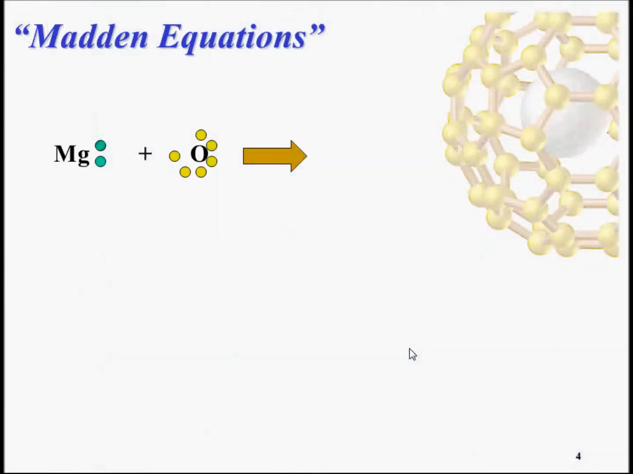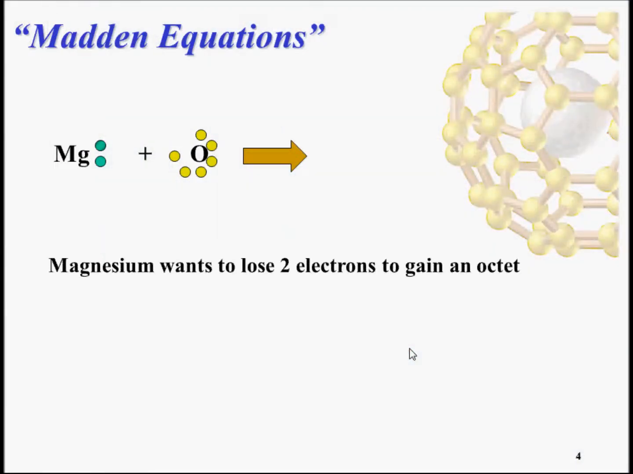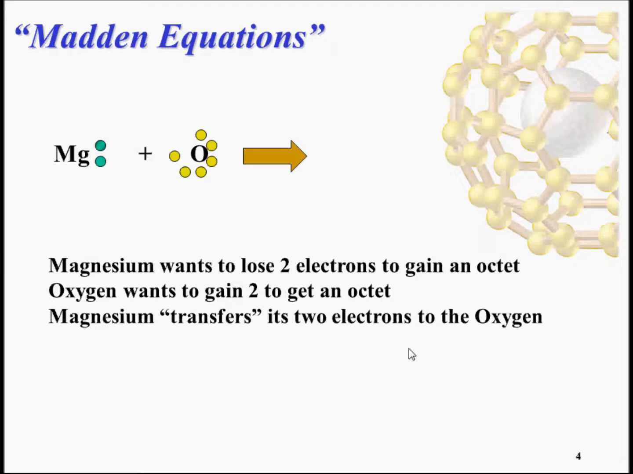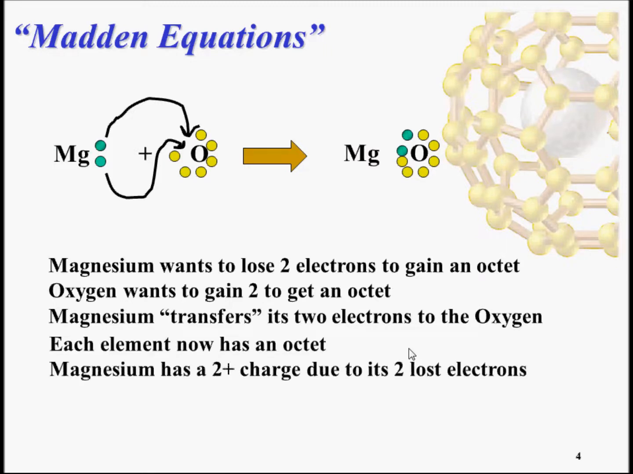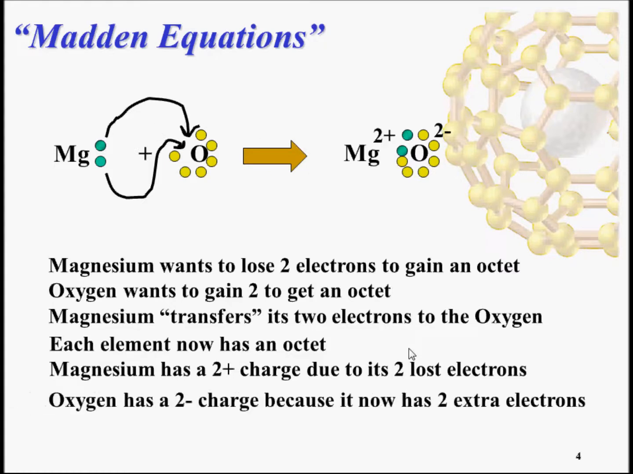So if we look at an example here, we have magnesium, which has its 2 valence electrons. Oxygen has 6. So when these guys get together, magnesium transfers 2 of its electrons to the oxygen, and we have the ionic compound magnesium oxide produced, and each element now gets their octet. Magnesium has completely lost its 2 valence electrons, so it has a +2 charge, and the oxygen has completely gained the 2 electrons, so it has a -2 charge. So we definitely have a transfer of electrons in this reaction.